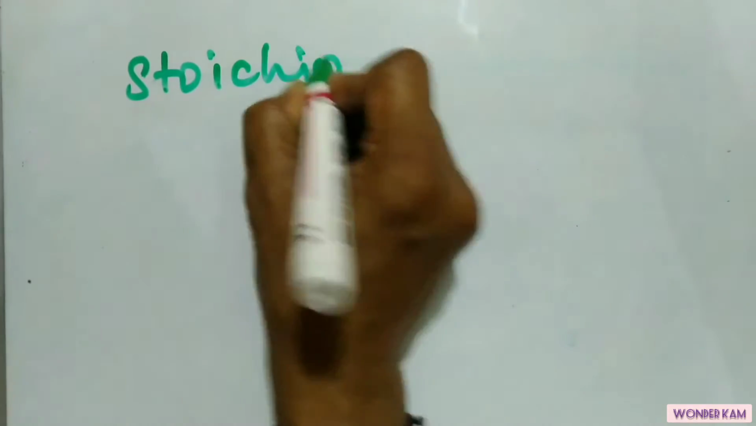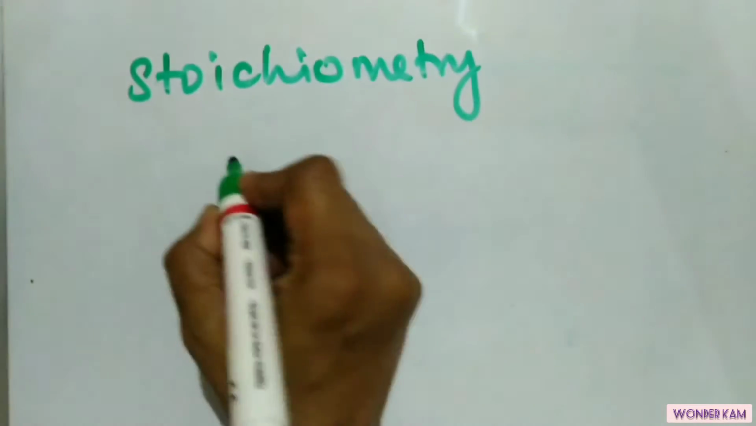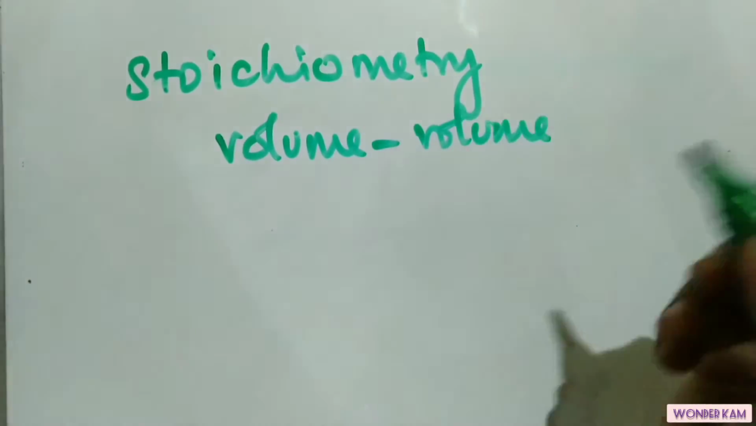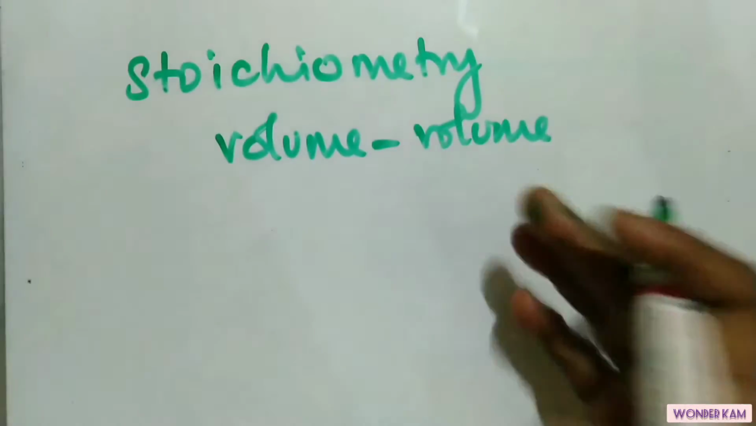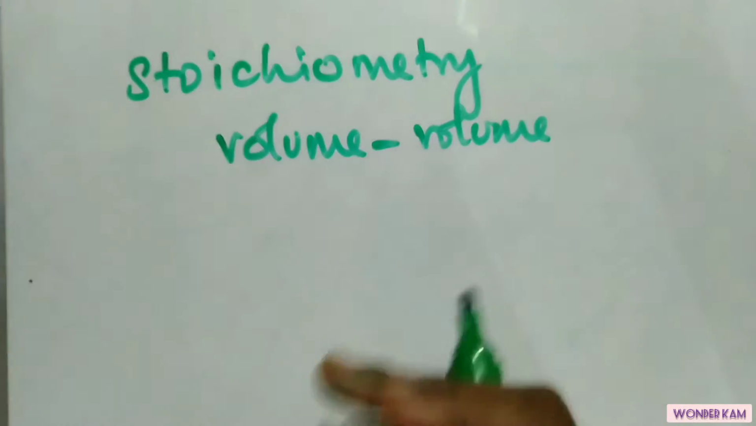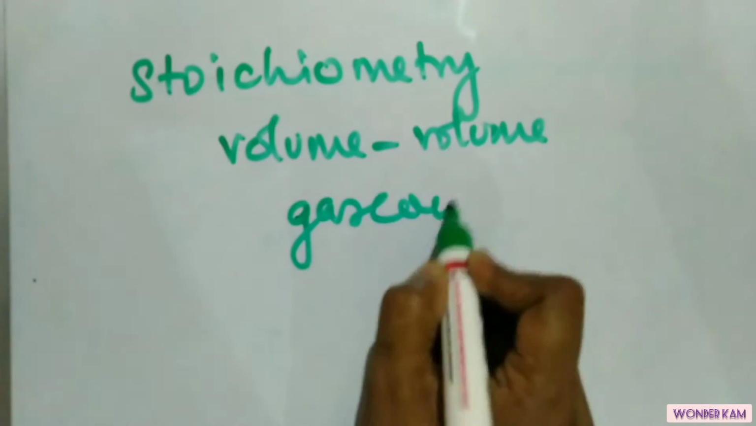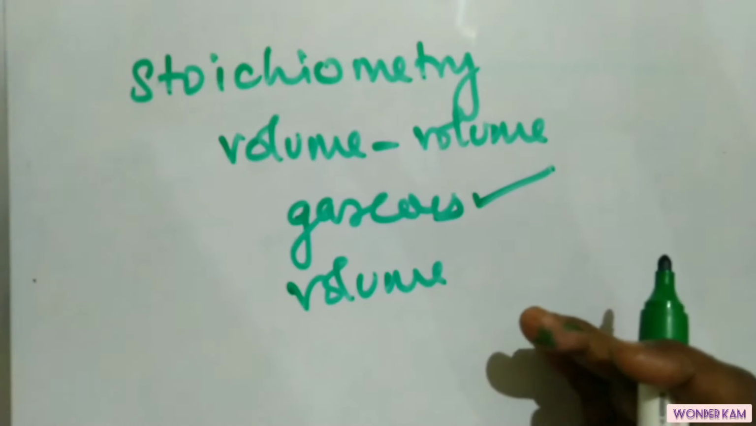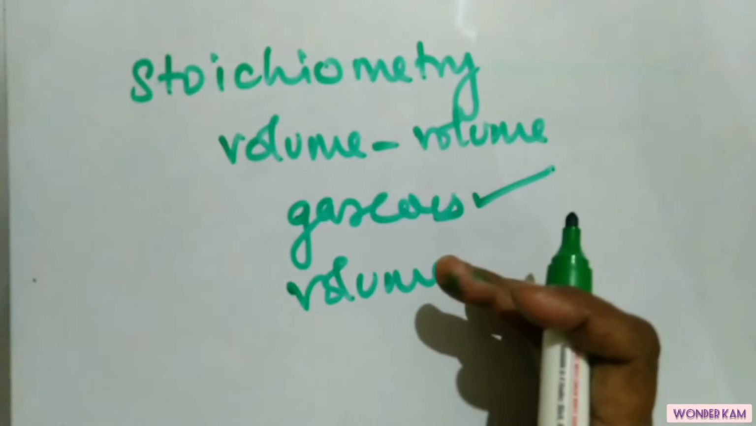In continuation with stoichiometry, today in this video I will discuss the volume to volume relationship, or volume to volume stoichiometry, between gaseous substances which are present in both reactants and products in a balanced chemical equation. Because the substances are gaseous, volume is the important factor which plays an important role here for solving different types of numerical problems.